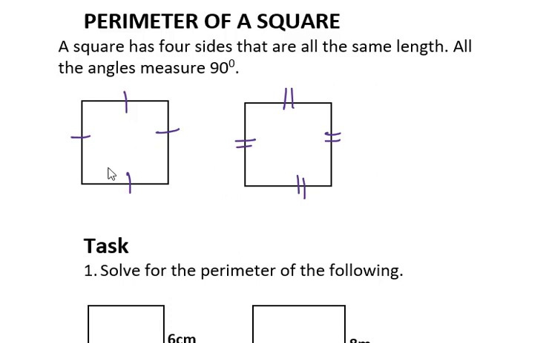Now if you want to do this, either use a single stroke or use a double stroke. Don't use a single stroke at some point and a double stroke at another. Just be consistent with the single stroke or the double stroke, and we see that the angles in a square measure 90 degrees.